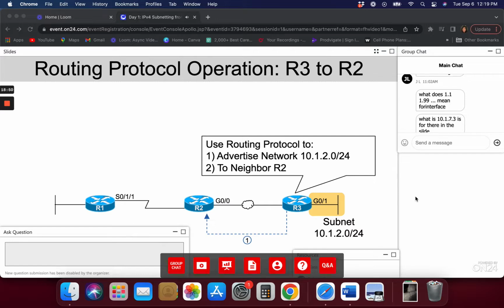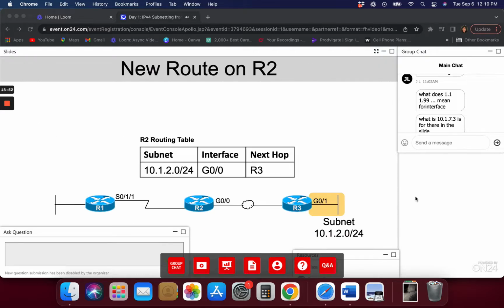So R3 advertises that route so that now R2 has this route to subnet 10.1.20.0, which sits over here, but R2's route has an interface on R2 as the outgoing interface, and the next hop router is R3. All right? So now R2 has that route.